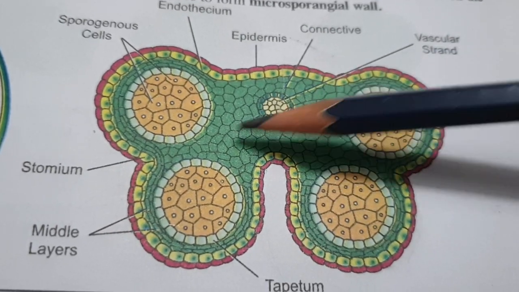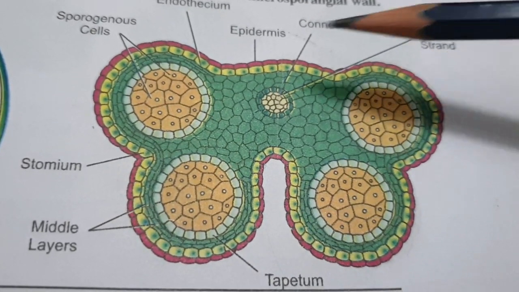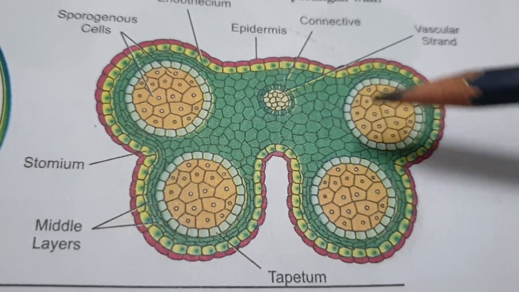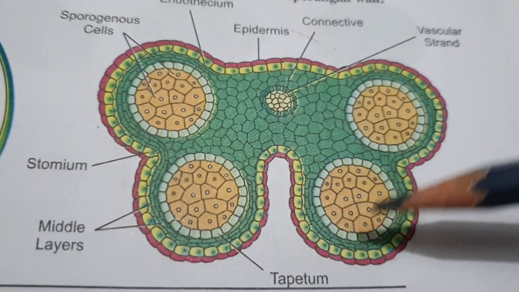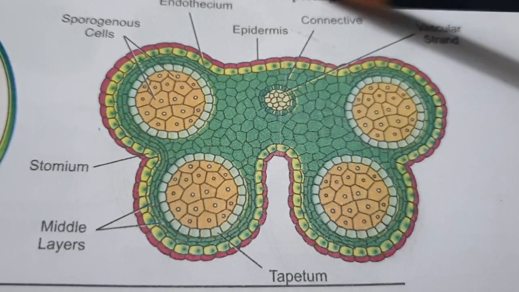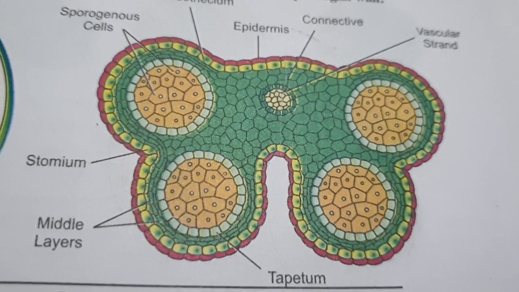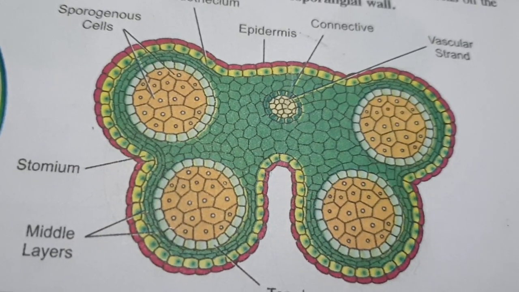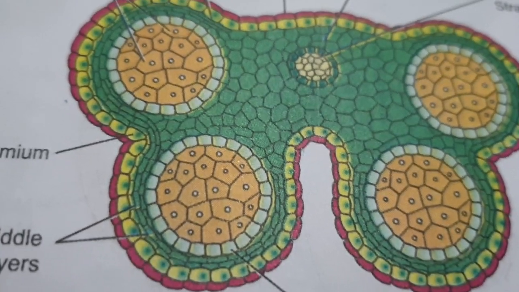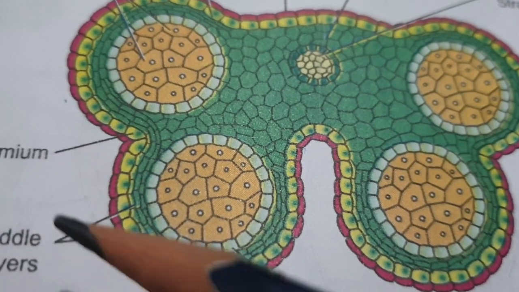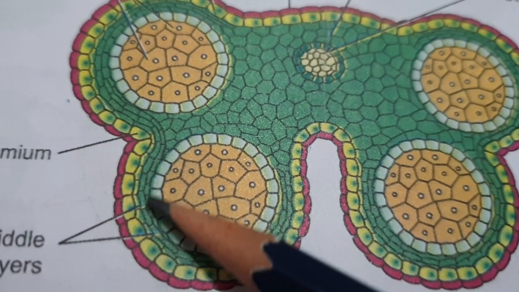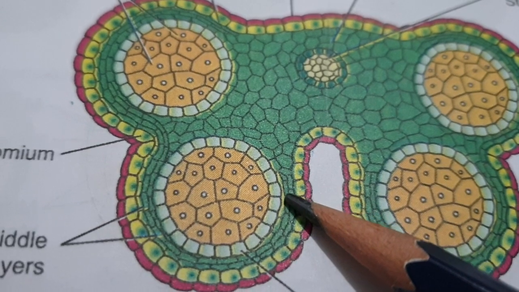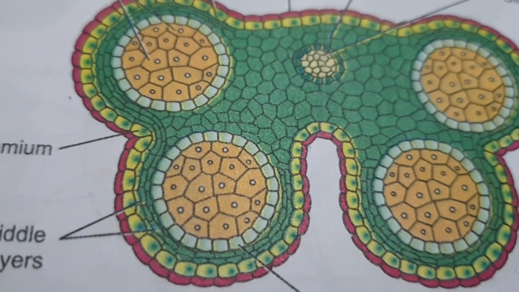This is one lobe, this is one lobe. Each lobe consists of 2 microsporangia. That's why a total of 4 microsporangia are present, and this is known as the tetrasporangiate anther. Got it, the concept?